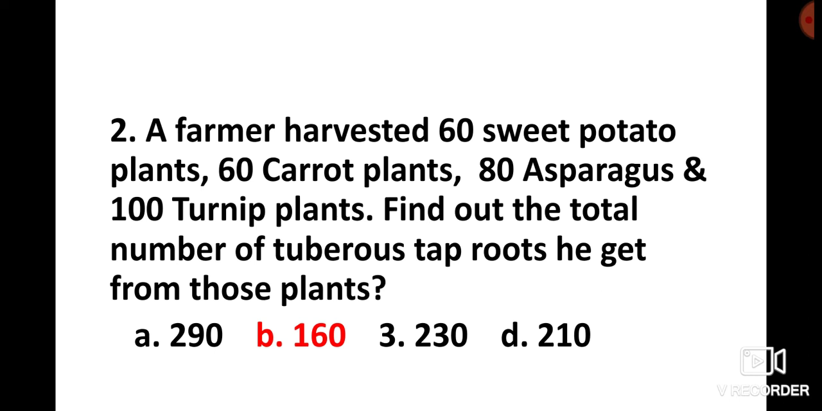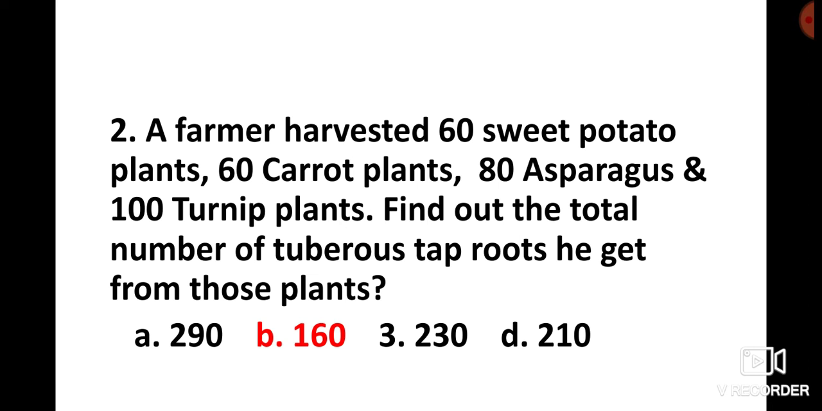Question number 2. A farmer harvested 60 sweet potato plants, 60 carrot plants, 80 asparagus plants and 100 turnip plants. Find out the total number of tuberous taproots he get from those plants. Right answer is B. 160.